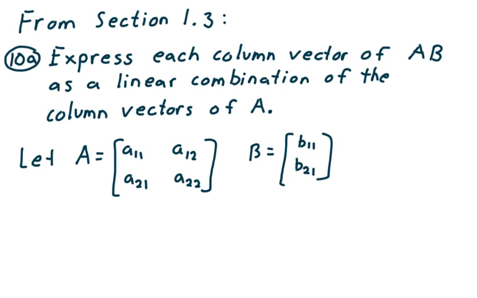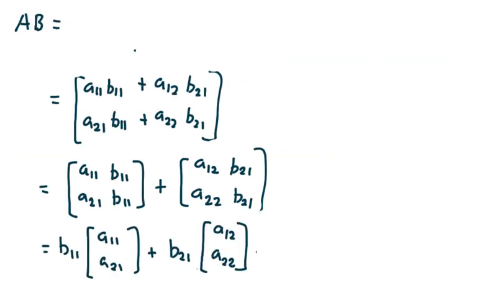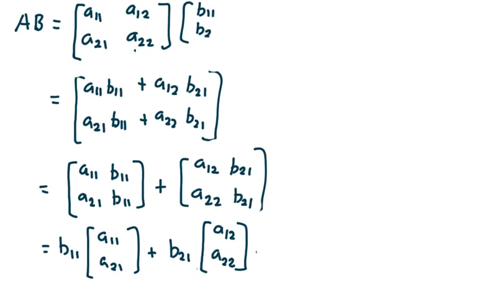Let A be the 2 by 2 matrix A11, A12, A21, A22. Let B be the column vector B11, B21. Now, I want to take a look at AB. This is the matrix A11, A12, A21, A22 times the column vector B11, B21.